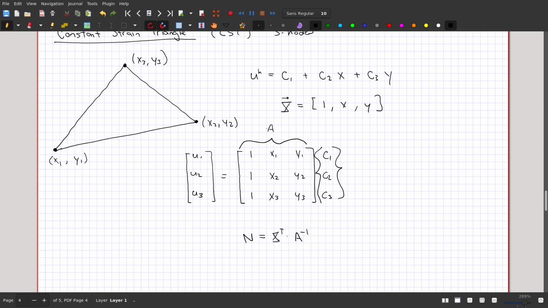So it's no different than what we did in 1D. And let's look at an example. We'll do it in Mathematica like we did before. So we have a triangle that has nodal locations (2, 1), (5, 3), (3, 4).